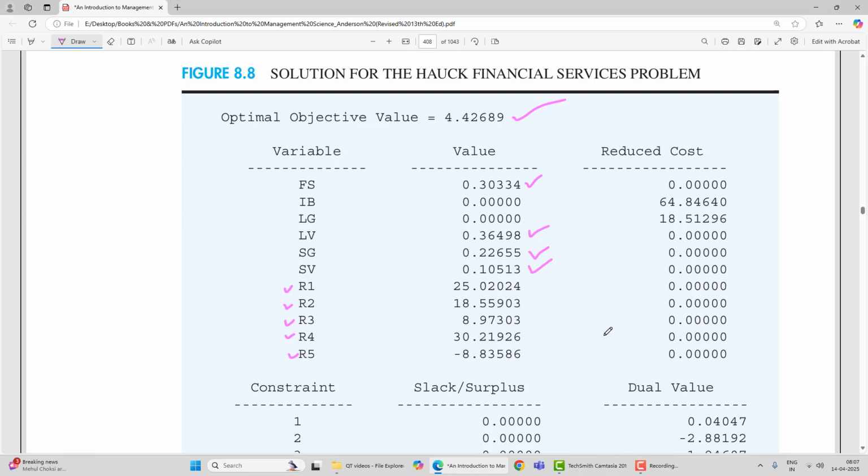But there is one more improvement over this, which is a Markowitz portfolio solution, which we will see in another video.